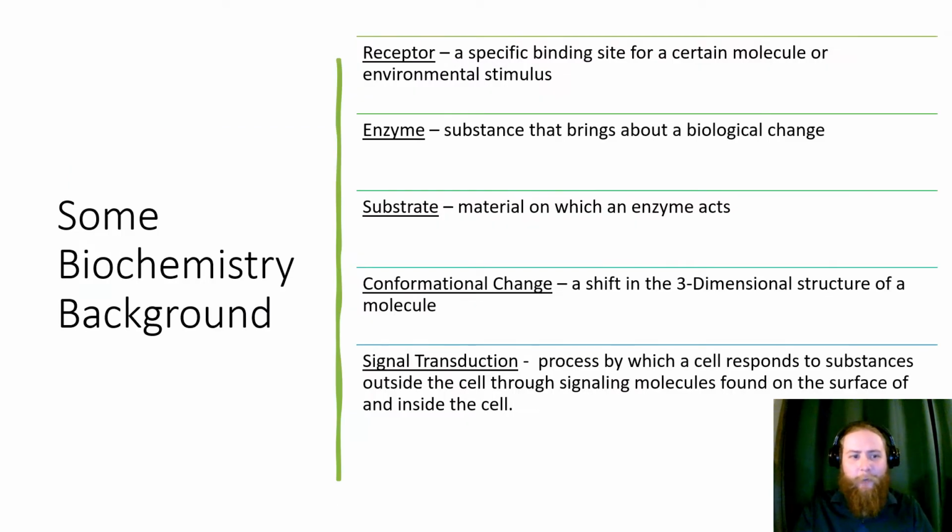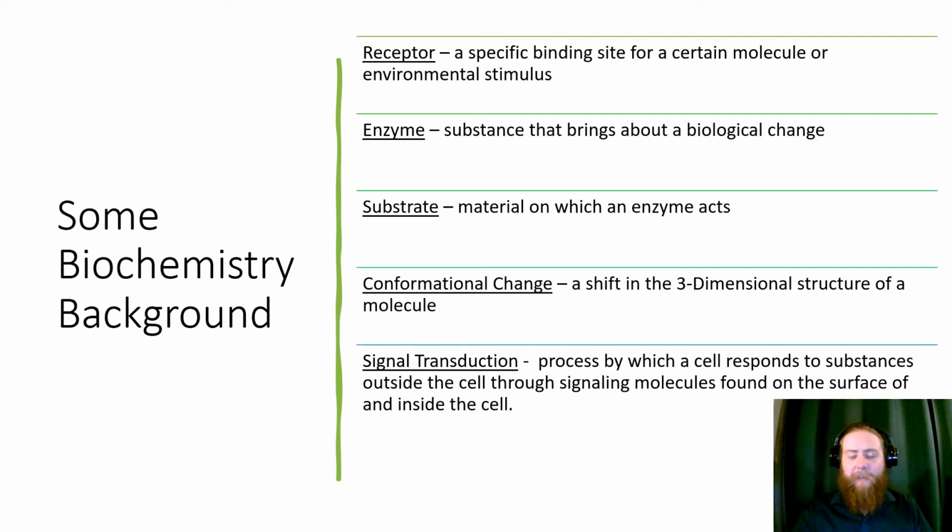Before we get too crazy and jump right into GPCRs, let's just real quickly talk about a couple of biochemistry background points, make sure that we're solid on all of this before we jump into the new stuff. So just as a review, a receptor is a specific binding site for a certain molecule or environmental stimulus. Receptors can look very different. They can be light molecules, they can be hormones, they can be fats or sugars or other kinds of molecules. They can be all kinds of things.